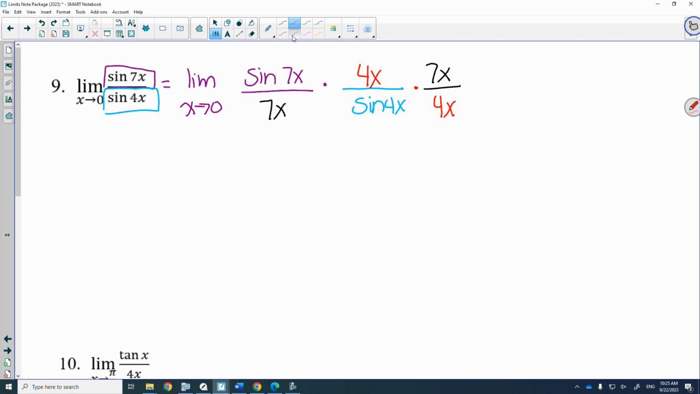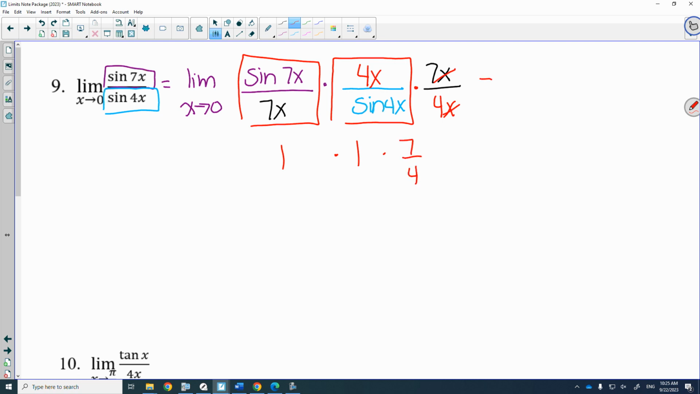Okay, so what's happening is this is going to approach 1. This is going to approach 1. X over x will cancel, and we'll be left with 7 over 4. This limit is going to be equal to 7 over 4.